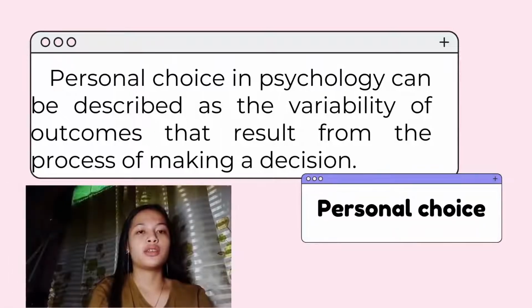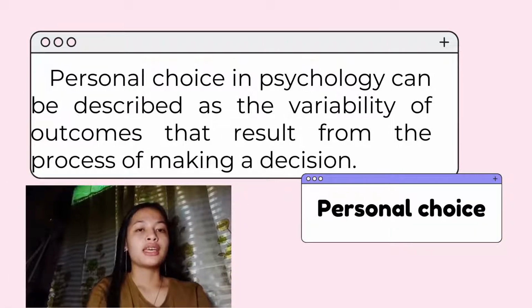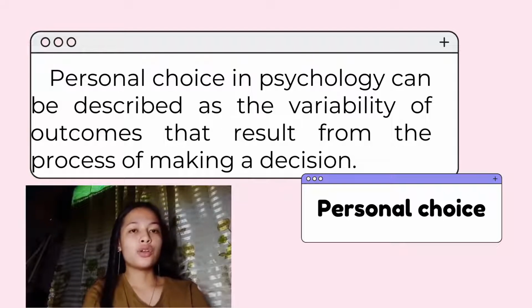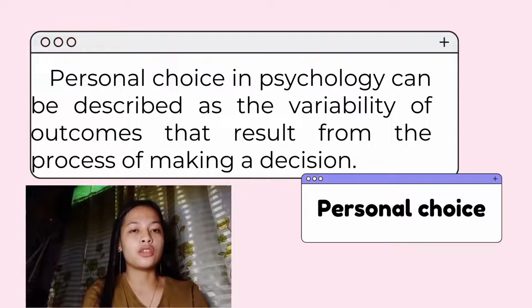Personal choice. Personal choice in psychology can be described as the variability of outcomes that result from the process of making a decision.